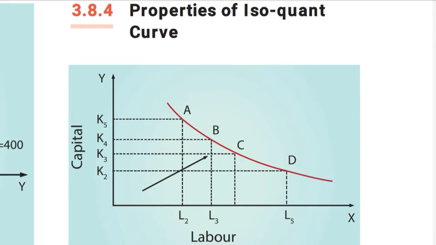Properties of isoquant curve. First property: the isoquant curve is negatively sloped. It slopes downwards from left to right, indicating that the factors are substitutable. If more of one factor is used, less of the other factor is needed for producing the same level of output. In the diagram, combination A refers to more capital, K5, and less labor, L2. As the producer moves to B, C, and D, more labor and less capital are used.